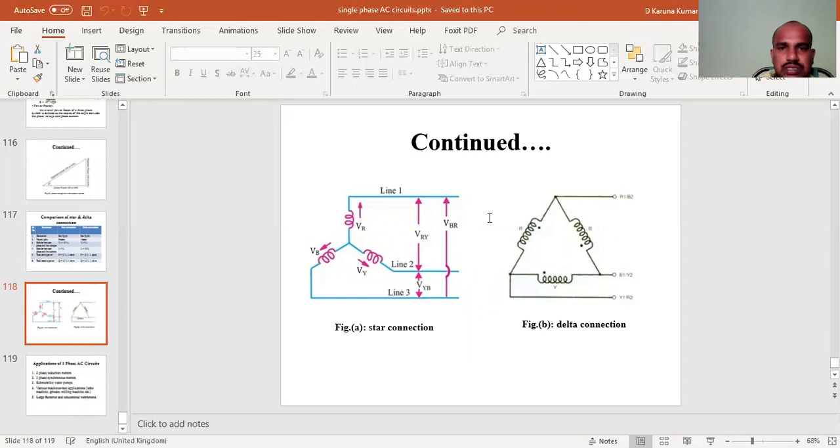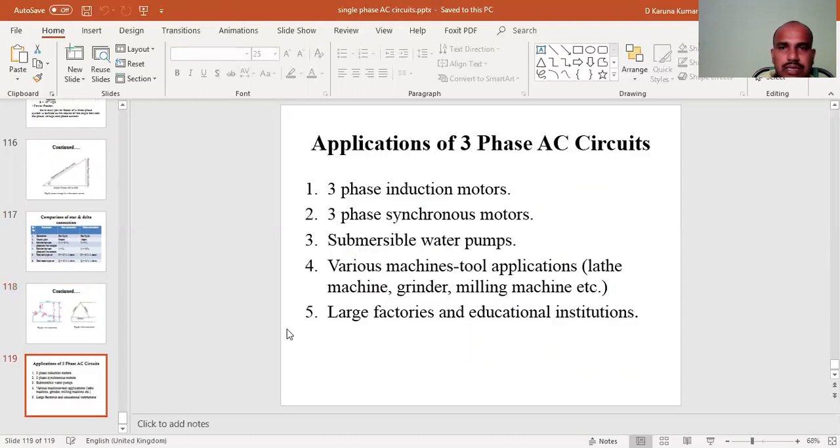The last one is applications of three-phase systems. Three-phase systems are used for three-phase induction motors, three-phase synchronous motors and water pumps, in machine tool applications such as lathe machines and milling machines, and in large factories, educational institutes and commercial complexes.